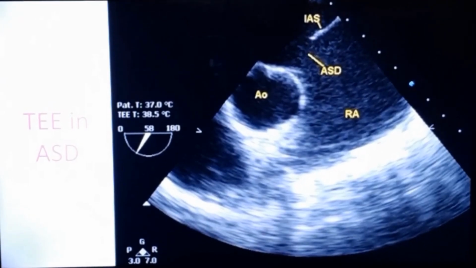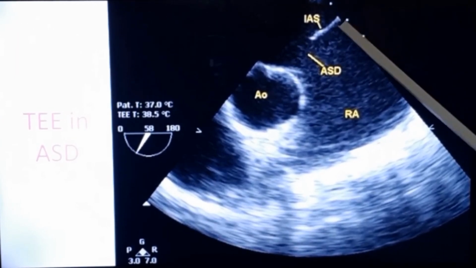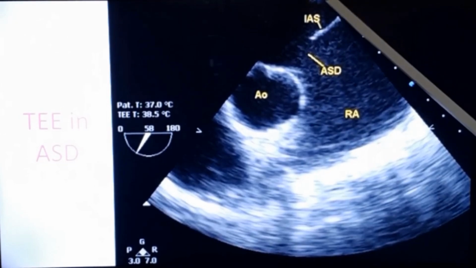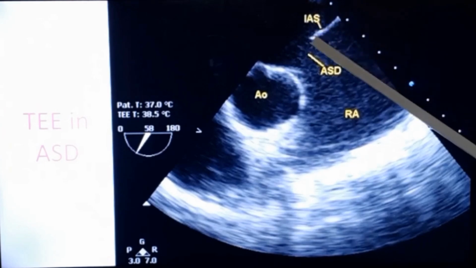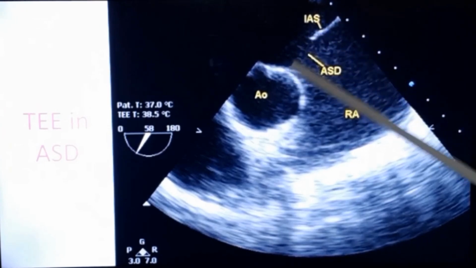Evaluation of atrial septal defect, especially the rims, is better done by transesophageal echocardiography. And this is a transesophageal echocardiography. Transducer will be in the esophagus just behind the left atrium. And this is the right atrium, interatrial septum. You can see the defect is seen very well.